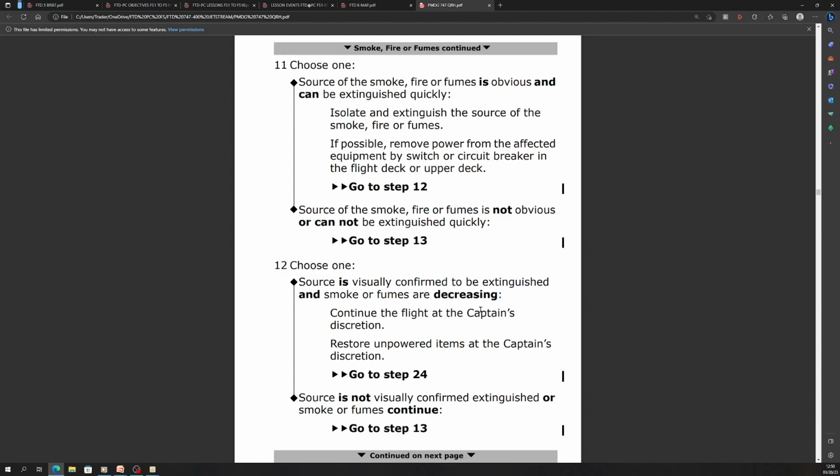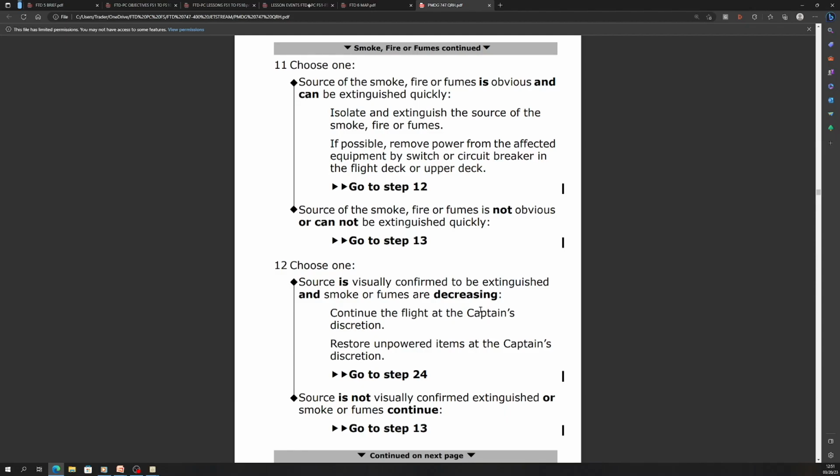The source of the smoke, fire, fumes is obvious and can be extinguished quickly. Or the source of the smoke, fire, fumes is not obvious or cannot be extinguished quickly. So which is it? If it's obvious and we can, if it's a little fire in the lab and we put it out, that's one thing. If it's smoke that's becoming thicker, but we don't really see where it's coming from, that's another thing.